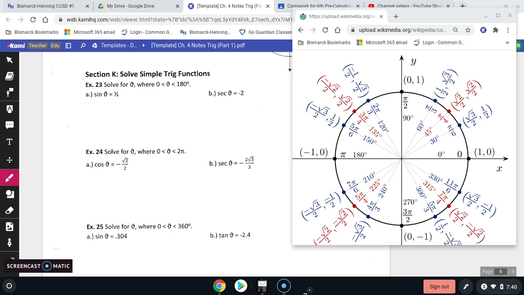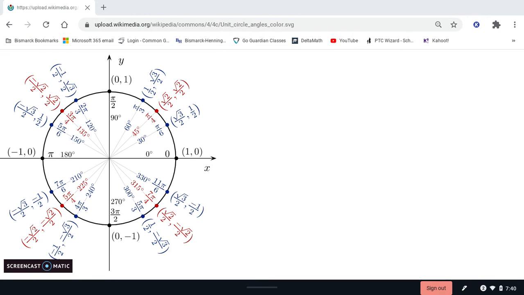Okay, so this is the last section of this introduction to trig portion of the chapter, and the last thing we're going to be doing before break.